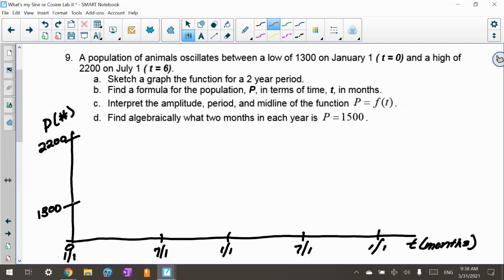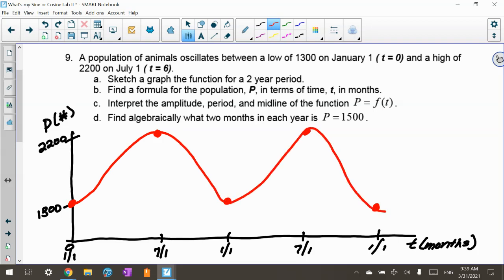Then we're going to go through and just kind of sketch what this looked like. So it's a low of 1,300, and then on July 1st, it's up to 2,200. A low of 1,300 back in January, a high of 2,200, and then a low again here. So I'm going to erase this right here. And then we're going to go through and just sketch it. It's not perfect, but it kind of looks like that. So I sketched the function.